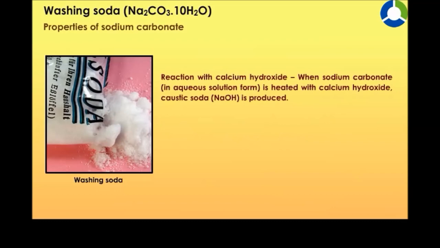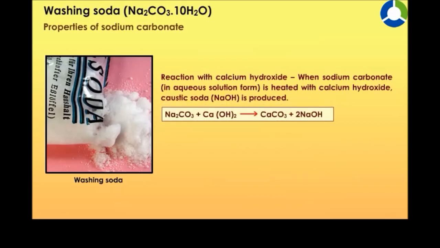Reaction with calcium hydroxide. When sodium carbonate in aqueous solution form is heated with calcium hydroxide, caustic soda NaOH is produced. Na2CO3, sodium carbonate, reacts with calcium hydroxide Ca(OH)2, giving CaCO3, calcium carbonate, and 2NaOH, sodium hydroxide.